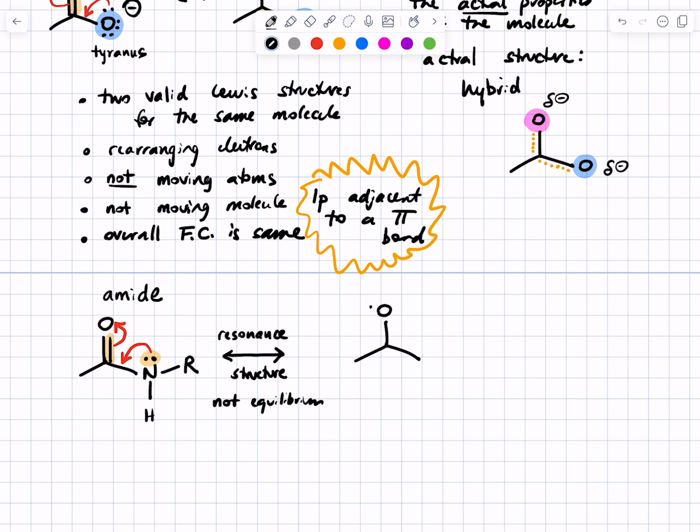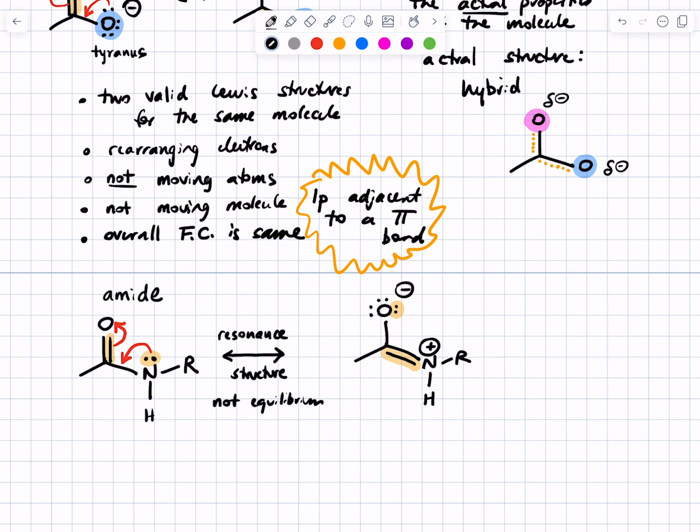If we draw the new resonance structure, the electrons that used to be a pi bond between carbon and oxygen should now be a lone pair on oxygen. And what should the formal charge of that oxygen be? Got to be negative, right? And the lone pair that used to be the lone pair on the nitrogen is now in this nitrogen carbon pi bond. What should the formal charge on the nitrogen be? Has to be plus.